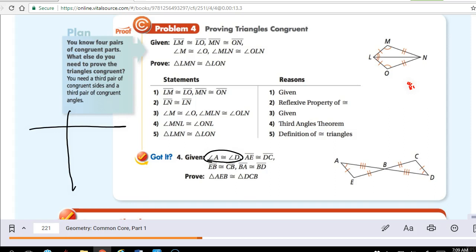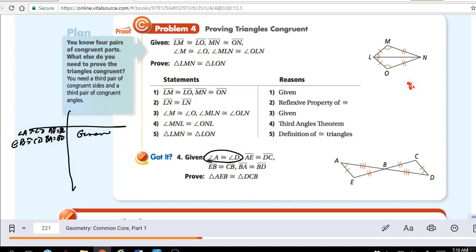So it looks like we know all of the sides. All of those have been given. So what you would do is relist those: angle A is congruent to angle D, AE is congruent to DC, EB is congruent to CB, and BA is congruent to BD. And all of that was just given to us. I was just pointing out where they are. Now, there's two other things that we've got to be able to prove, because we've been given all the sides and we've been given one of the angles.